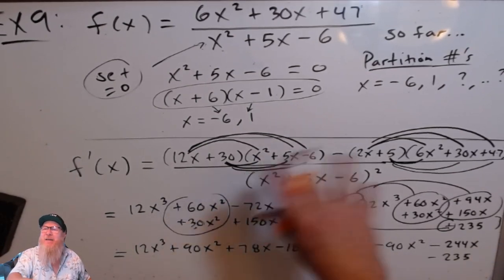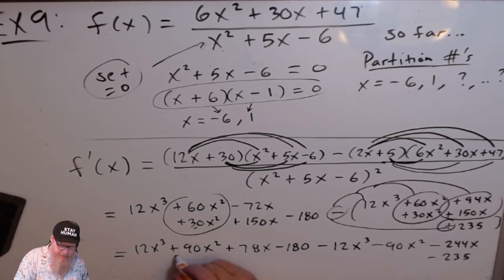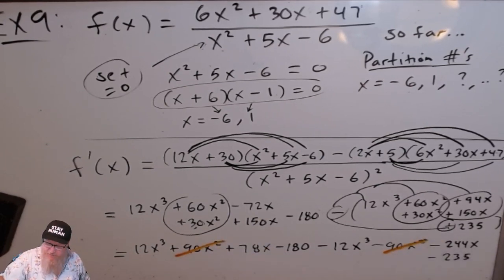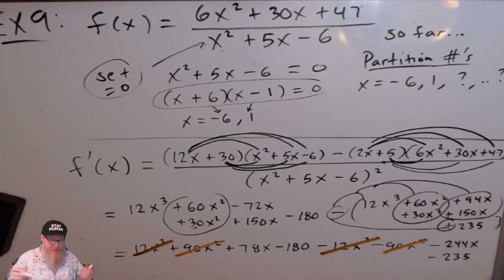It's just a lot of busy work and bookkeeping. That's what we call this, bookkeeping. It's kind of boring, but it's very important to keep track of everything. The 90x squared, those are going to cancel. I think that's it. Oh, 12x cubed and negative 12x cubed. Those cancel.